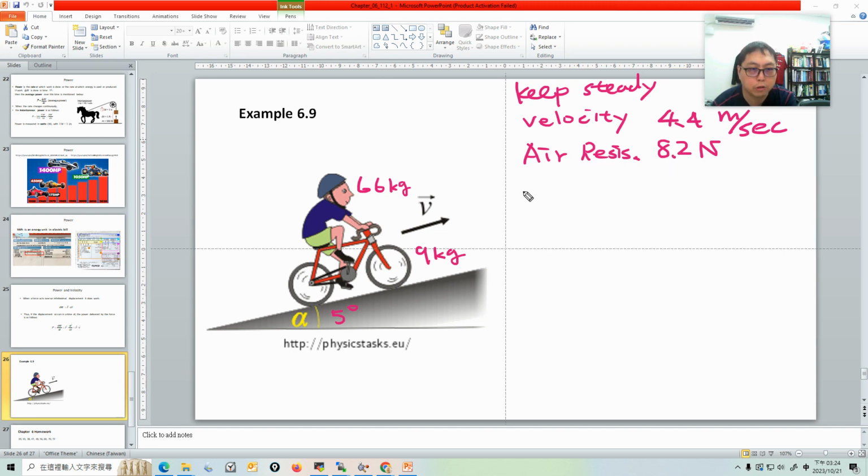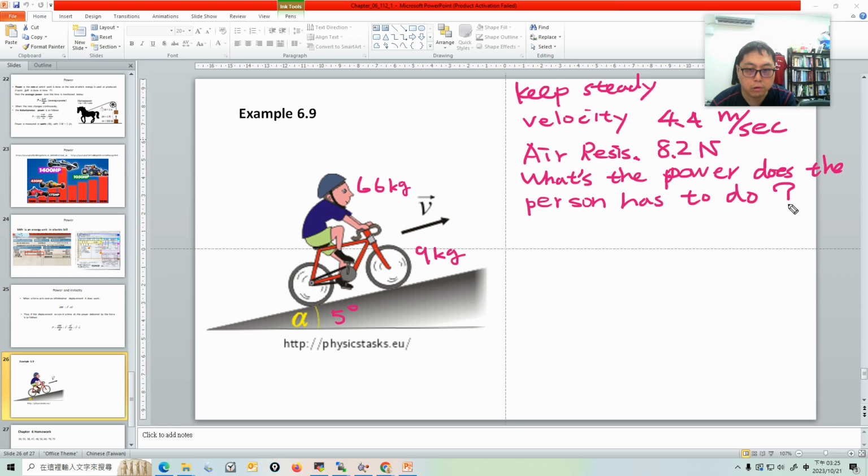So what power does the man, the person, have to do? What's the power the person has to produce? Okay, this is the first problem.